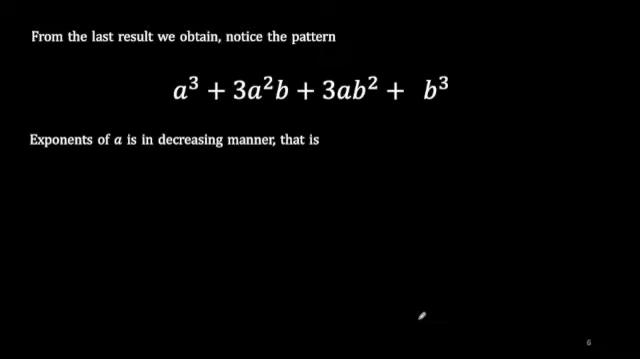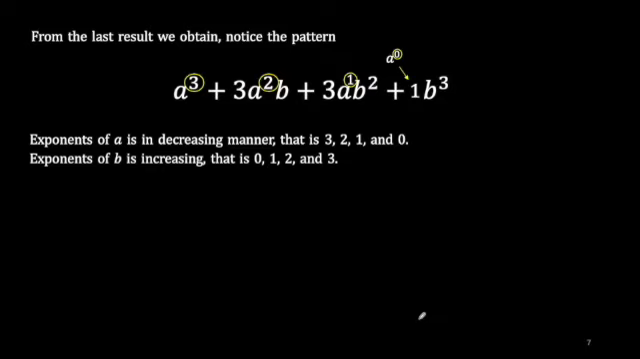From the last result, gamitin natin yon yung a plus b cubed, yung expanded form niya. We have this. Notice the pattern in the exponents of a. It is decreasing manner. That is 3, 2, 1, and 0. So, check natin. We have 3, 2, then yung a may exponent tayo na 1 dyan. And b cubed can be written as b cubed times 1. And 1 can be written as a raised to 0. So, this is another exponent. So, we have 3, 2, 1, 0.